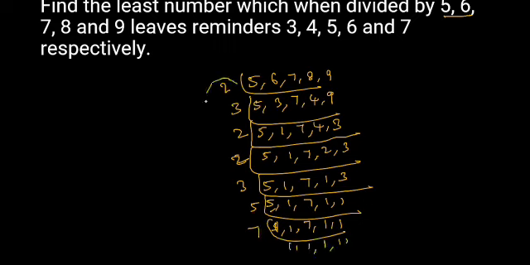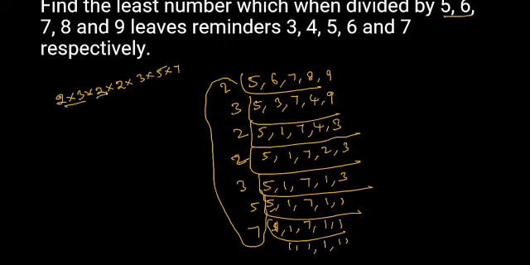Now just multiply all these numbers to get the LCM: 2 into 3 into 2 into 2 into 3 into 5 into 7. 2 into 3 is 6, 6 into 2 is 12, 12 into 2 is 24, 24 into 3 is 72, and 72 into 5 is 360. So 360 into 7.